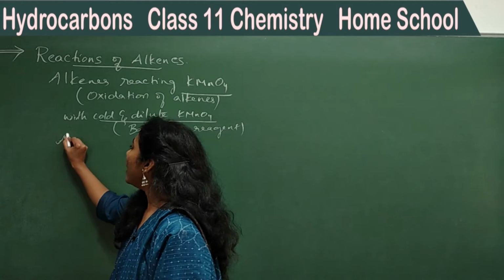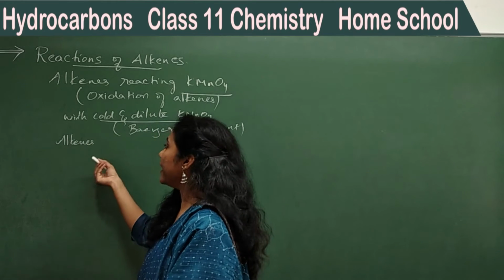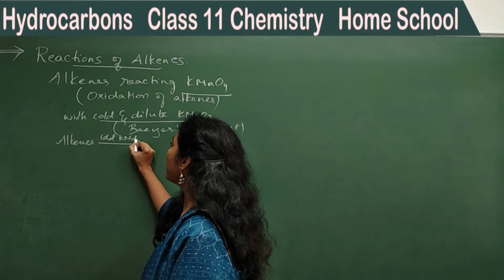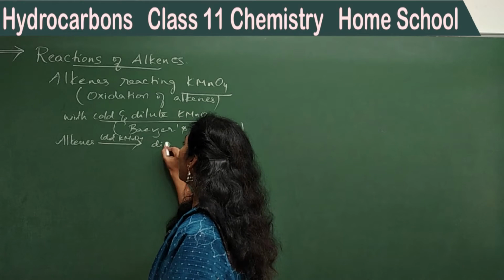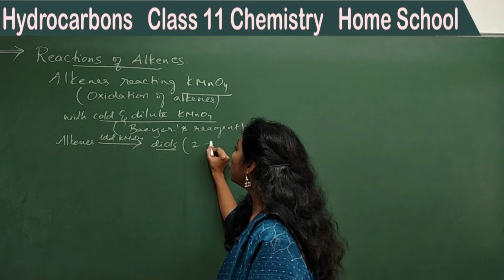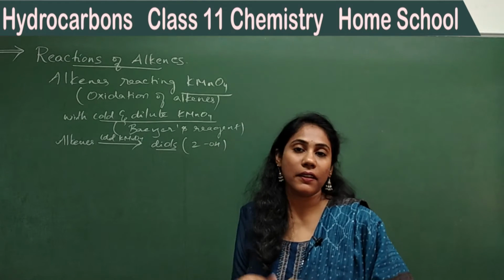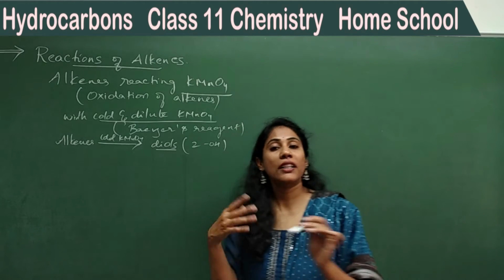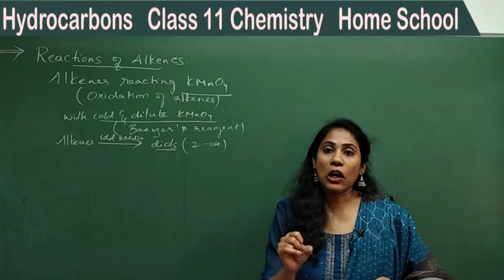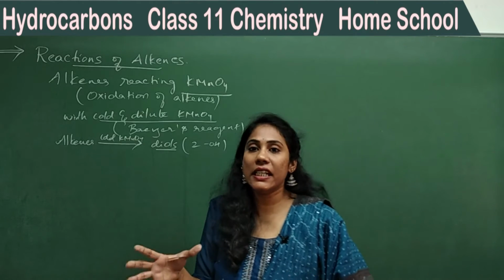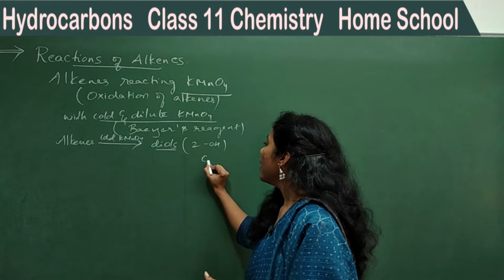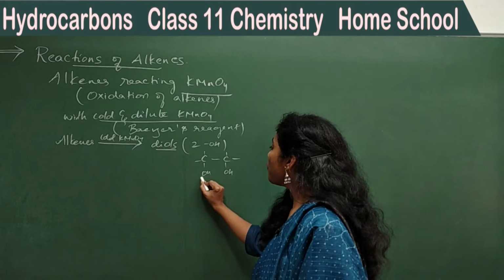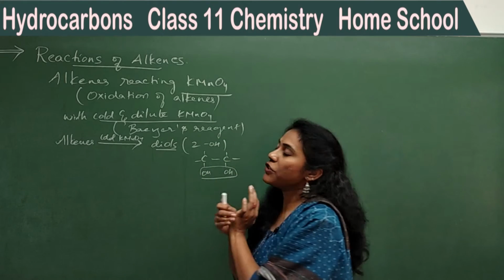See, whenever an alkene is oxidized in presence of cold and dilute KMnO₄, you will get diols. So what do you mean by diols? Two OH group containing organic substances you will get. Okay, so if two OH groups are present on adjacent carbon, you will get a diol. We generally call them vicinal diols. If two OHs are present on adjacent carbon, then we will call it vicinal diols. So vicinal diols you are going to get.